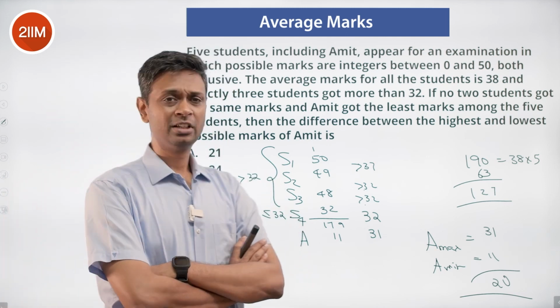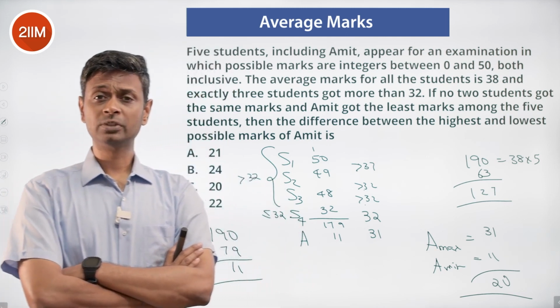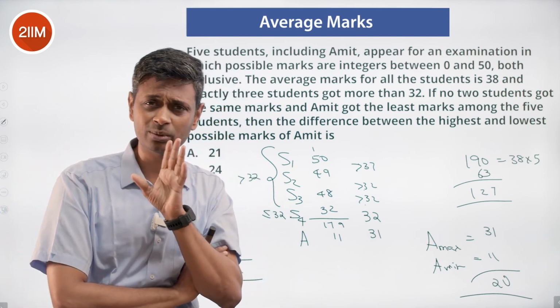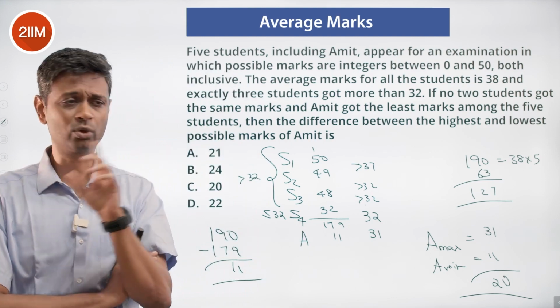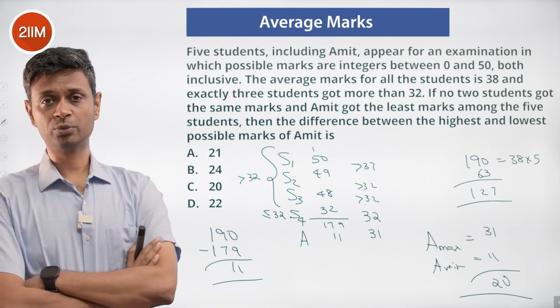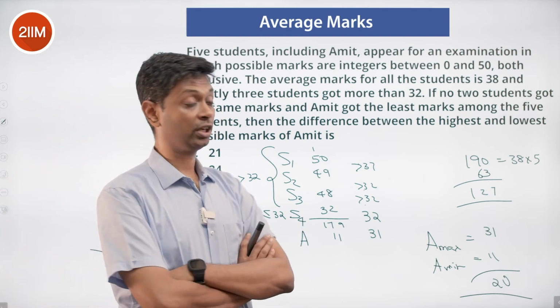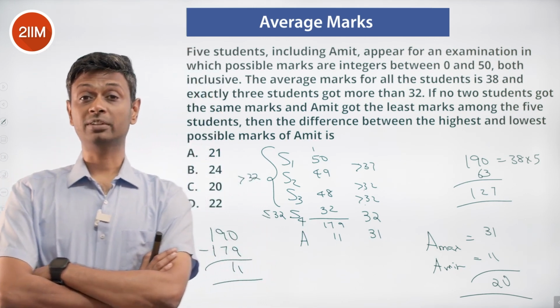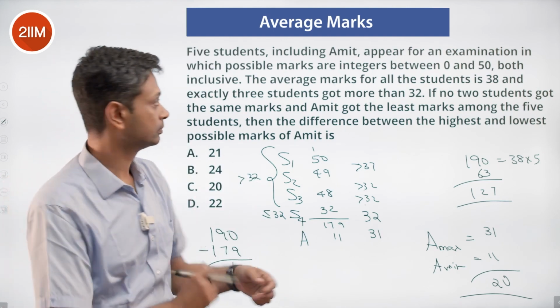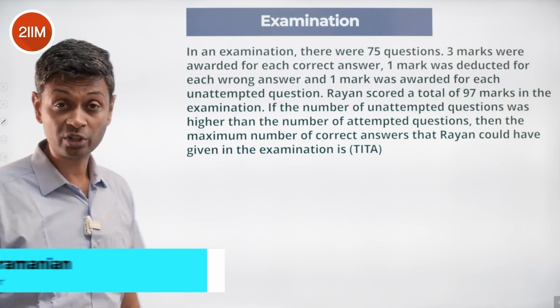Amit is the least. If Amit has to be maximum, then S4 has to be as high. The maximum value S4 can take is 32. Amit maximum can be 1 less than S4, 31. Easy. Amit has to be minimum. Other 4 have to be as high as possible. 50, 49, 48, 32 is the best scenario, which makes Amit as 11. 31 minus 11 is 20. It's a beautiful question, super challenging.